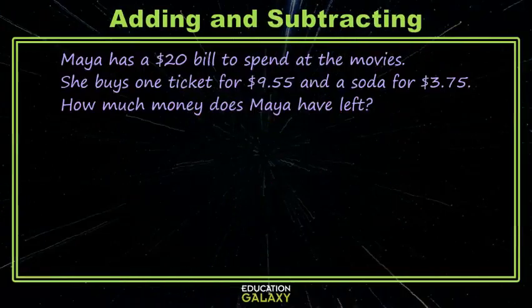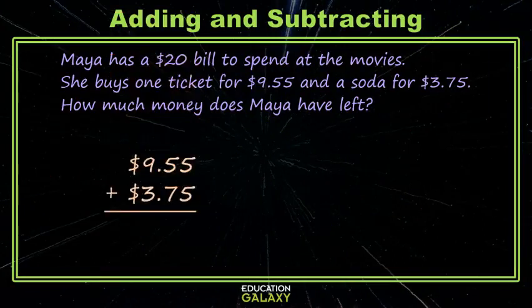Here Maya goes to the movies with a $20 bill. She buys a ticket, she buys a soda. We want to know how much money she has left. So you can do this a few different ways. I'm going to start by adding what she spent. So let's add 955 and 375.